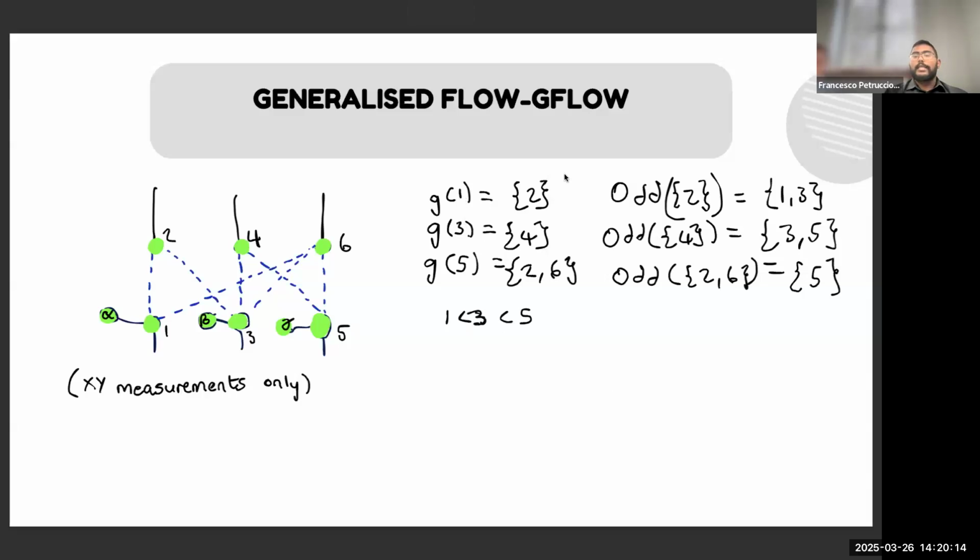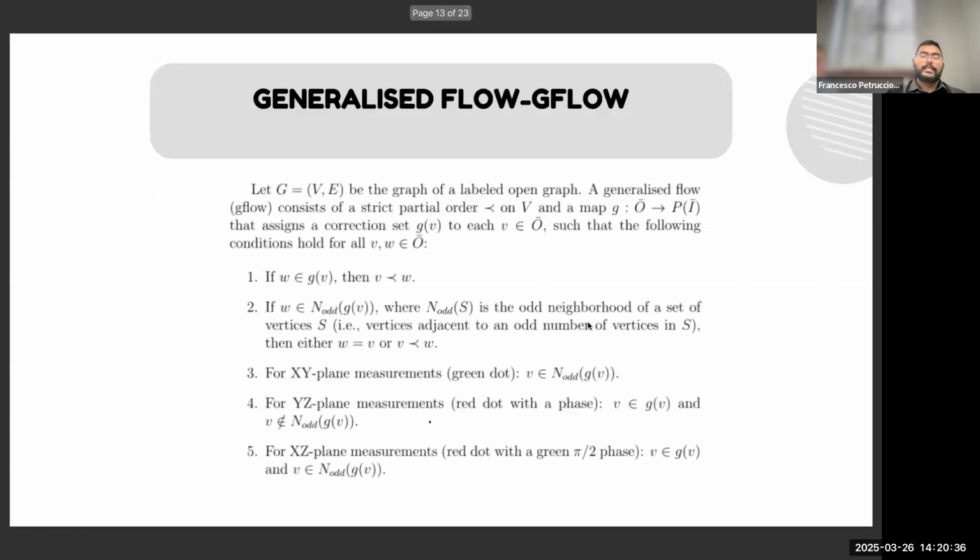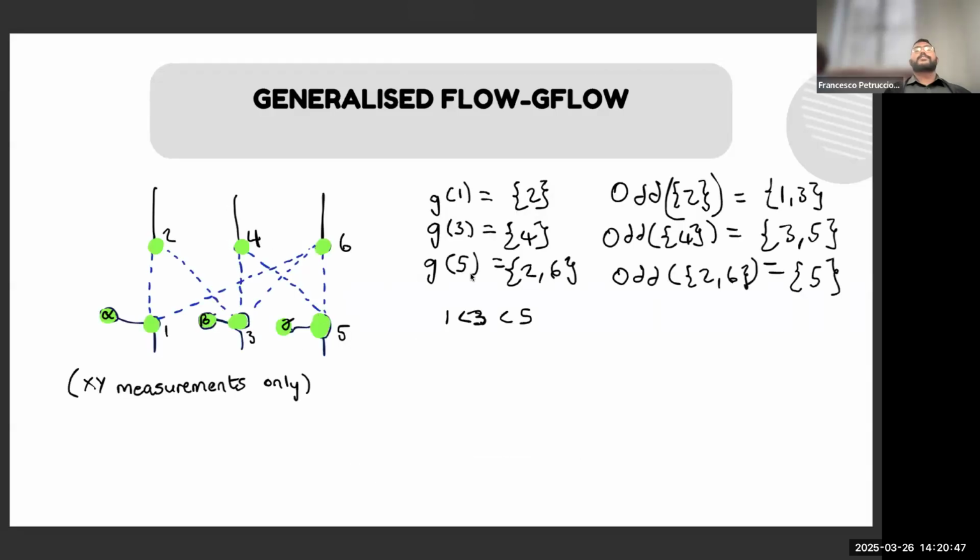So we do see that 1 is in the odd neighborhood of G of 1. 1 is in here. We do see 3 is in the odd neighborhood of G of 3. It is in the second odd neighborhood that we calculated. And lastly, 5 is in the odd neighborhood of the set containing 2 and 6. So we do have this 5 here. And the other conditions that we would have needed to check are conditions 1 and 2. But I think it is not difficult to show that these order relations hold based on this definition of G and working out these odd neighborhoods. So this has G flow.